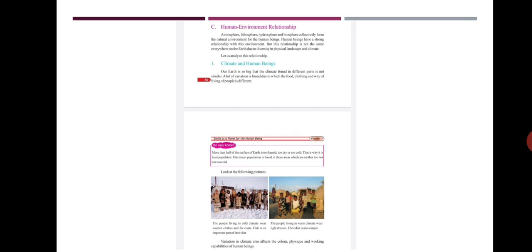Now we are going to see the relationship between humans and the environment. Atmosphere, lithosphere, hydrosphere, and biosphere collectively form the natural environment, which is very important for human beings. Human beings have a very strong relationship with this environment. One by one, we are going to see what kind of relationship there is and why this environment is very important for human life.